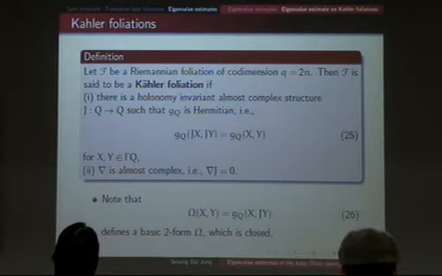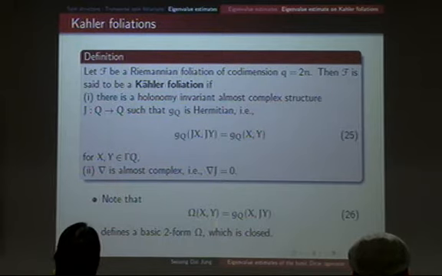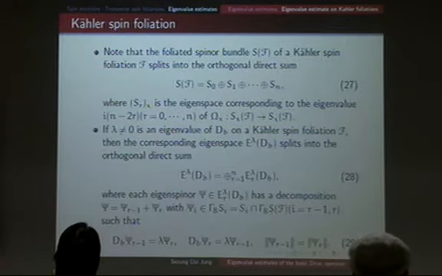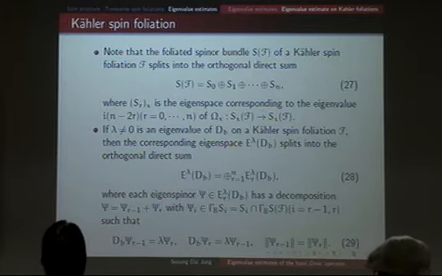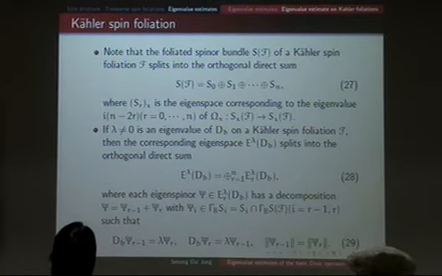Exactly, F is said to be a Kähler foliation. It means first, we have an almost complex structure J satisfying this equation, and also J is parallel. And omega is a basic two-form, the basic Kähler form. And then the foliated spinor bundle is decomposed in this form by the action of the basic Kähler form. Here, S_r is the eigenspace corresponding to this eigenvalue. This eigenspace is decomposed like this, and this space has elements of this type, satisfying this equation.